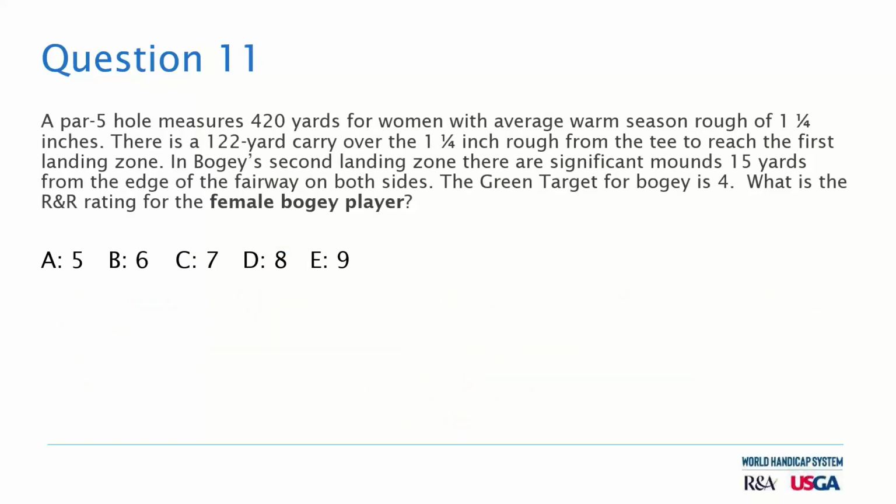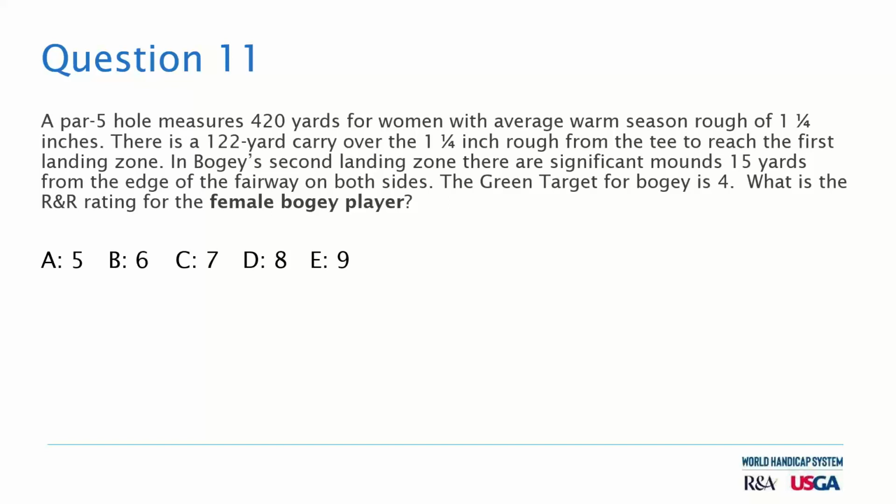A par 5 hole measures 420 yards for women with an average warm season rough of 1 1/4 inches. There's a 122-yard carry over the 1 1/4 inch rough from the tee to reach the first landing zone. In the bogey second landing zone, there are significant mounds 15 yards from the edge of the fairway on both sides. The green target for bogey is 4. What is the R&R rating for the female bogey player?